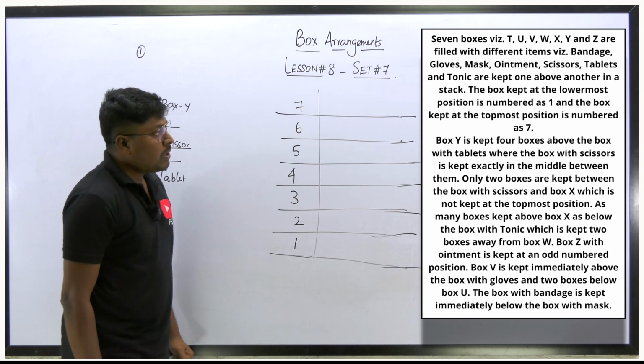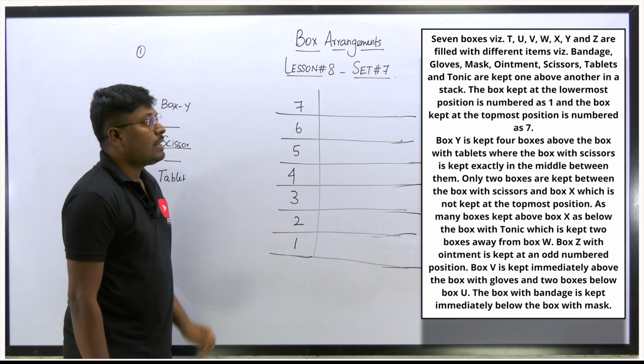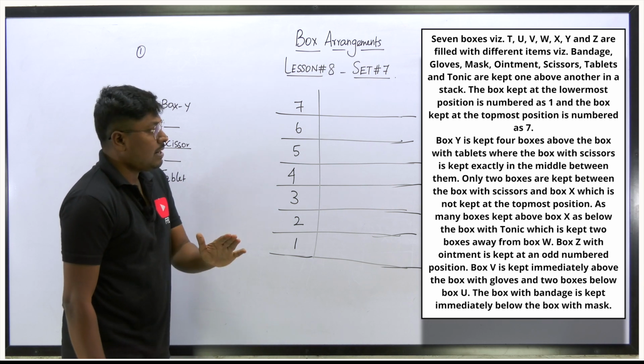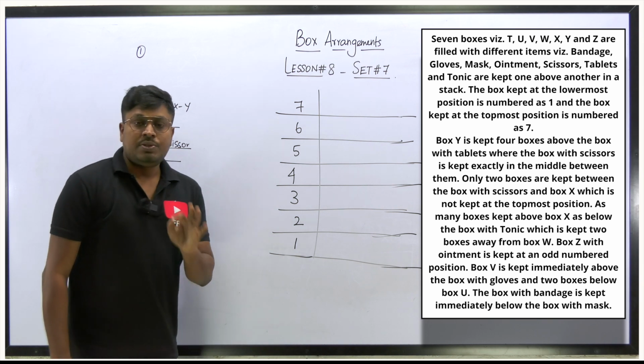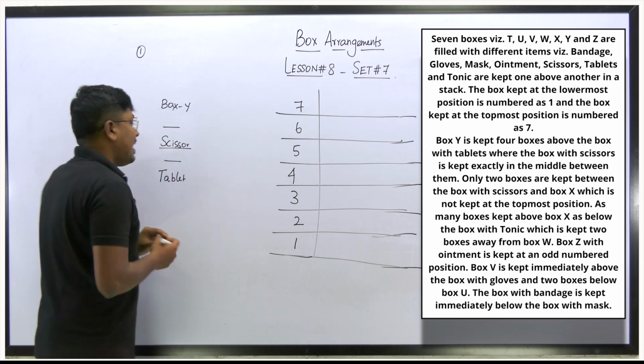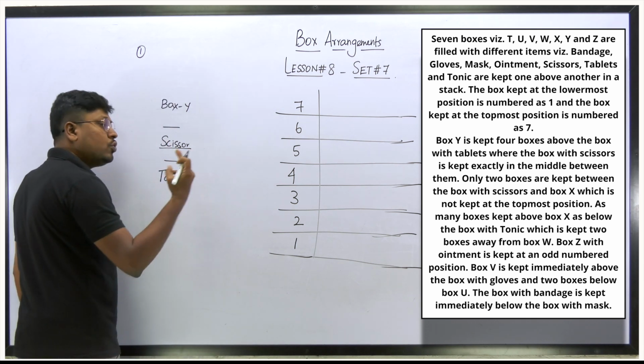So the next point is what? Only 2 boxes are kept between the box with scissor and the box X. So between the box X and the box scissor, there are 2 boxes, right?